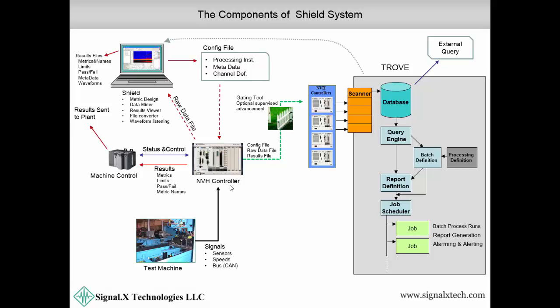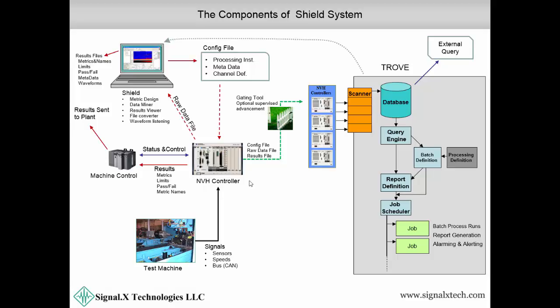The Nvh controller is going to create the data file, and we are going to end up potentially creating tens of thousands or even hundreds of thousands of data files in a year. So all that data has to go somewhere. It does reside on the Nvh controller for a period of time. There is a disk drive built in, and that data will stay resident on the Nvh controller for a few hours, a few days, a few weeks, maybe even a few months.